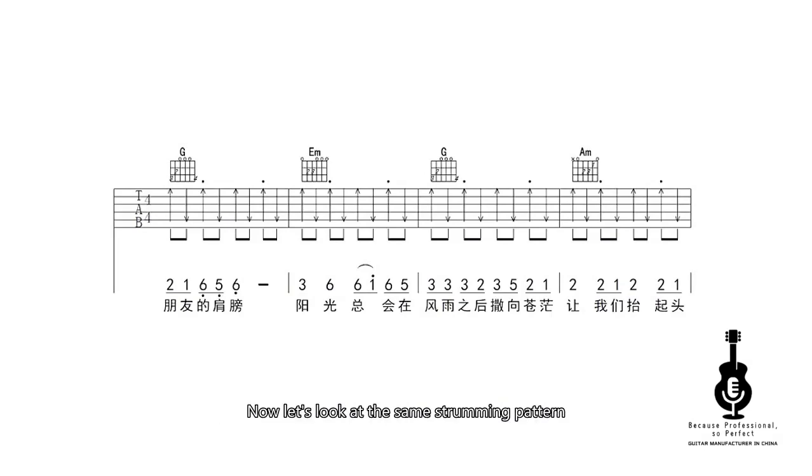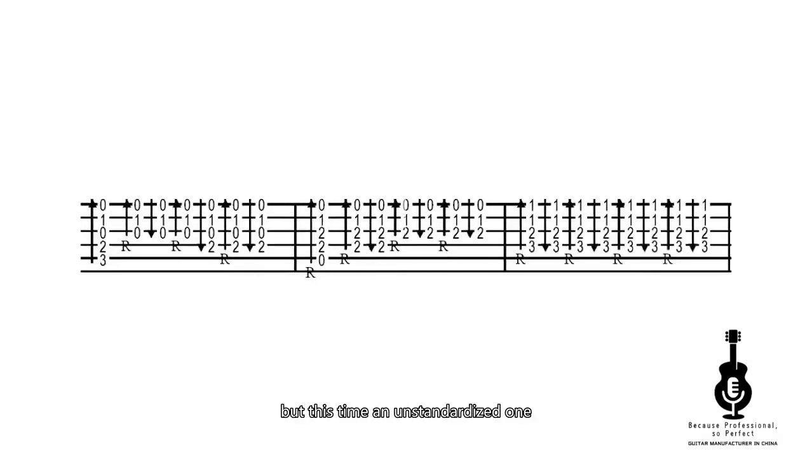Now let's look at the same strumming pattern, but this time an unstandardized one. This is from page 27 of our book. On the unstandardized one, besides the arrows, there are some scattered numbers too. It was actually very simple, just a basic strumming pattern, but shown in non-standard tabs. It looks complicated and confusing. That's why it can mislead beginners. So we shouldn't often play these non-standard tabs.